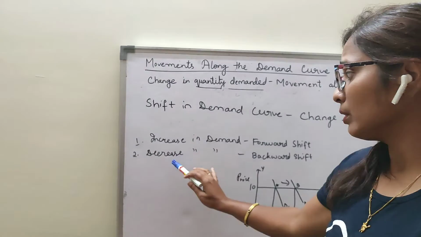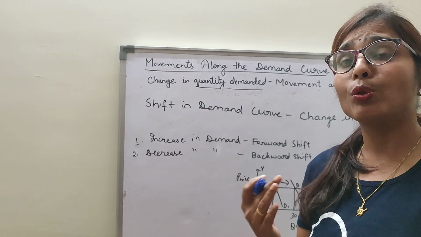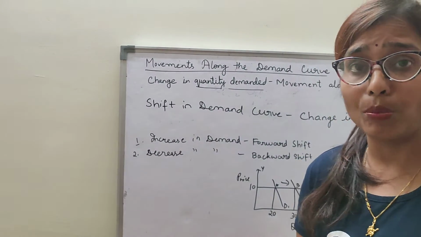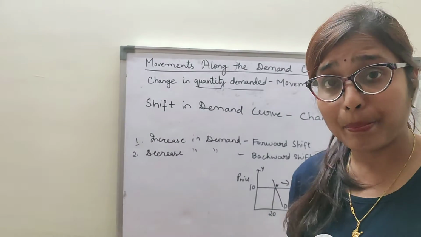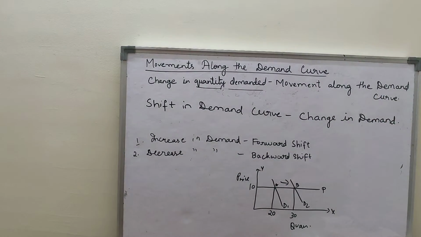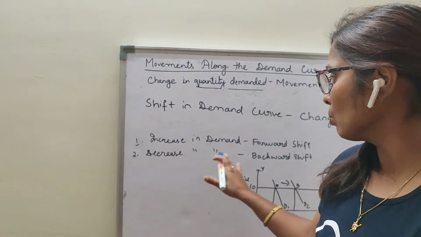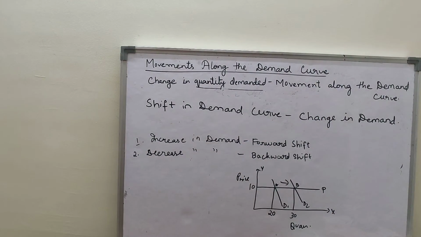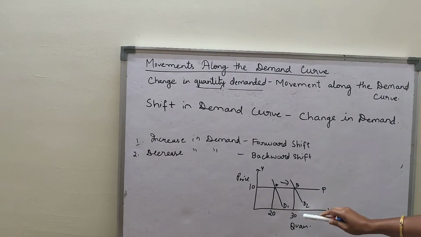Now backward shift. That means decrease in demand. It refers to a situation where the consumer buys less quantity of a commodity at the same price. That means the consumer demands less quantity due to other factors, keeping the price constant. This is known as decrease in demand. Now let us see this again in the diagram. When the price of good X is rupees 10, consumer demanded 30 units.